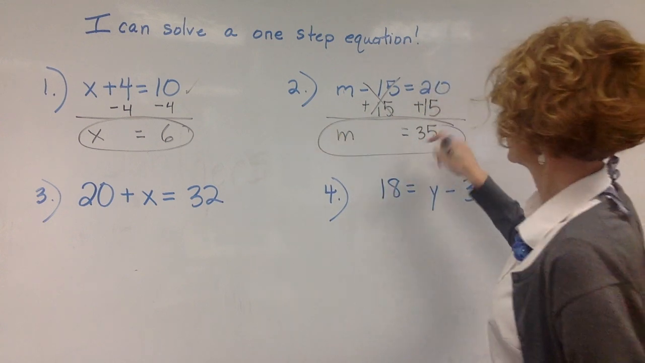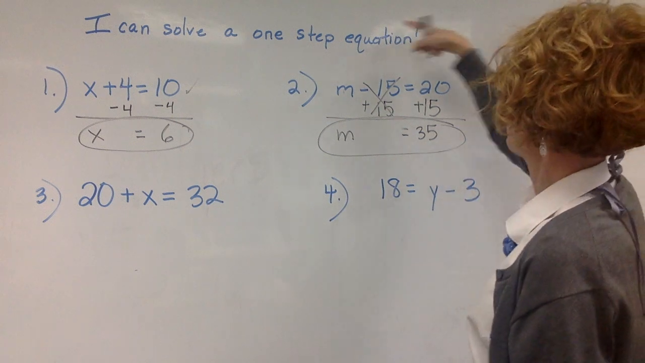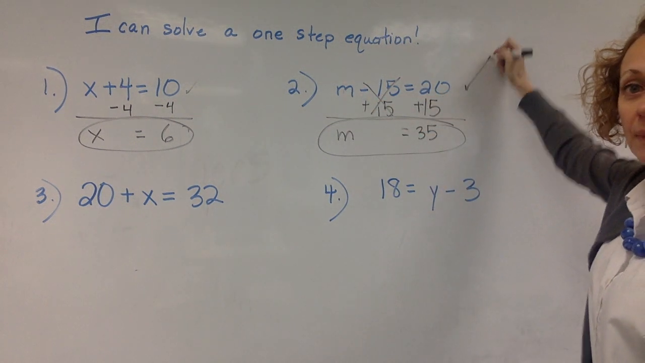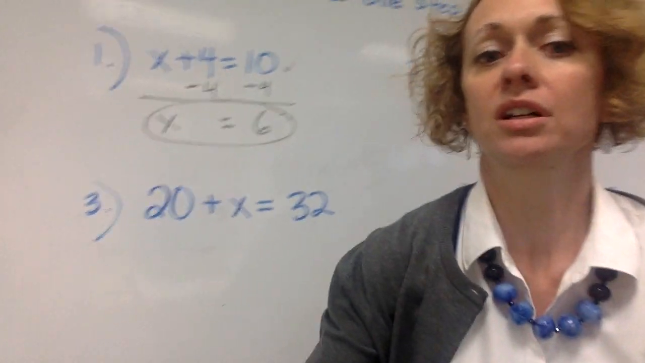So now I'm going to check my solution. Always check your answers with an equation. Plug 35 back in here. 35 minus 15, does that give me 20? Sure does.